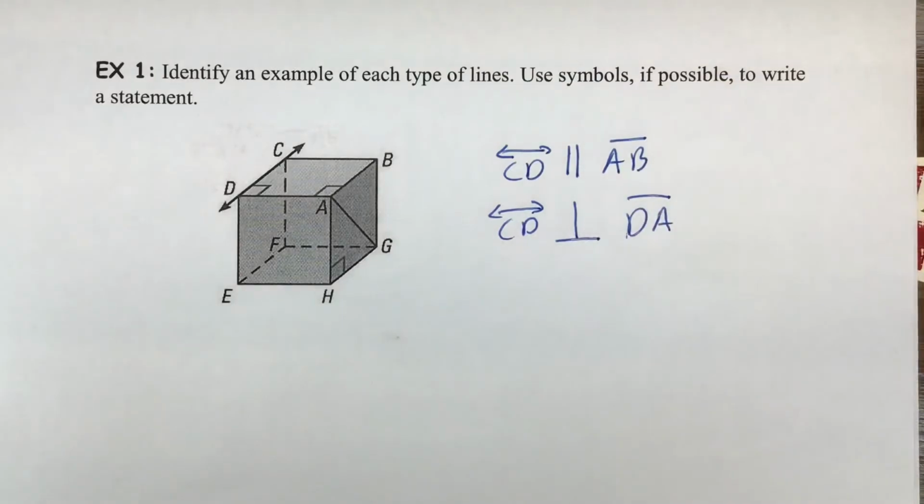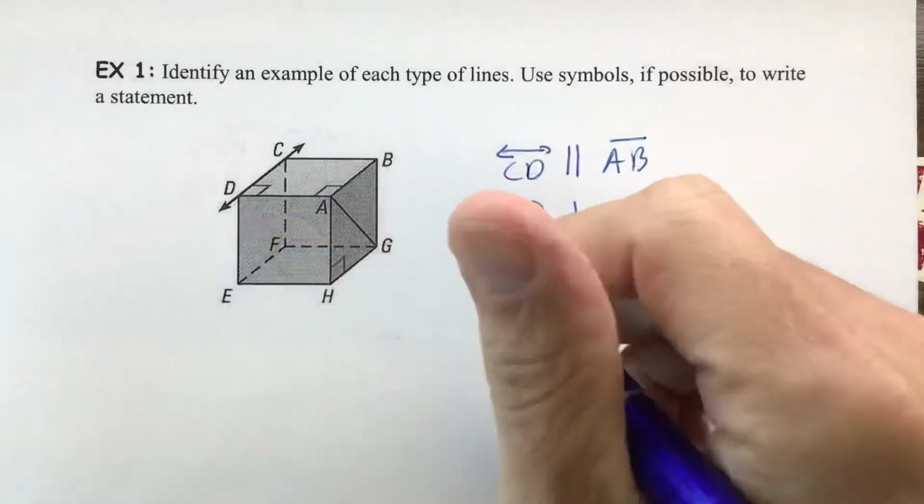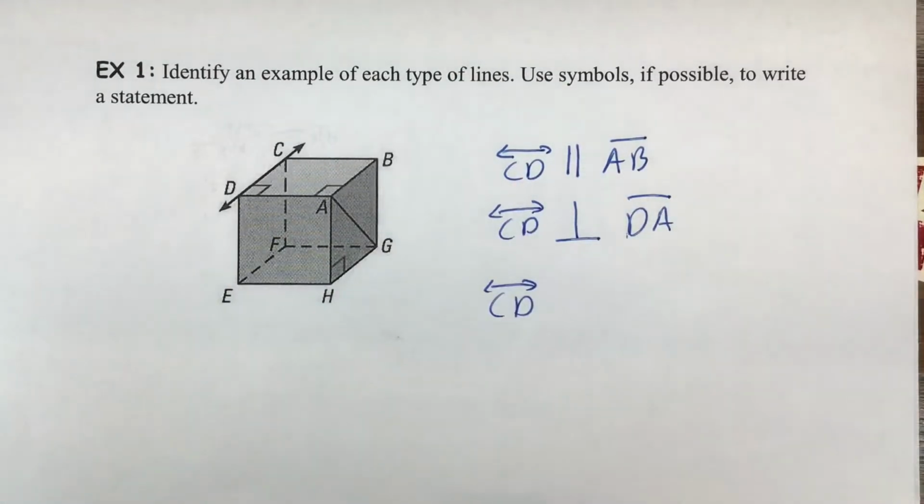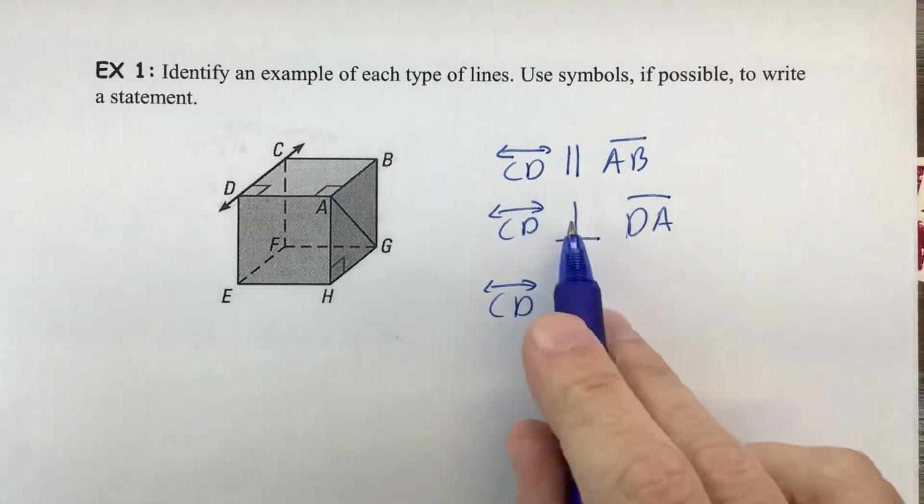All right, and last, skew lines. Skew lines are going to be lines that don't intersect, but they are not parallel. They would be non-coplanar. If they were coplanar, then it forces them to be parallel. So we've got CD, we got line CD, and we don't actually have a symbol for skew.